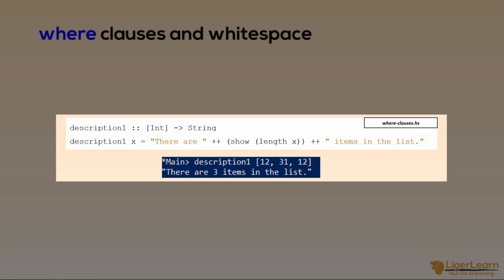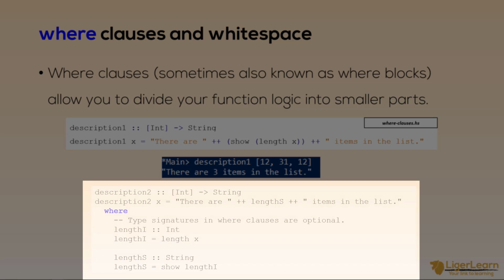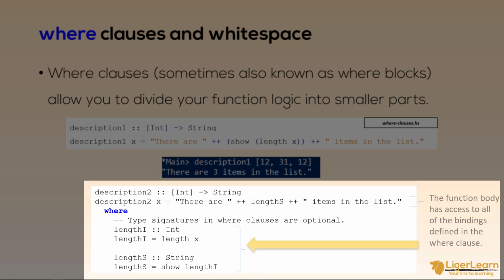Let's implement the same function, but this time using a where clause. Where clauses allow you to divide your function logic into smaller parts. Here is the alternative implementation. Let's go over what is happening here. We use the where keyword to introduce a new block for the function in which we can create bindings that we can then reference in our function body. These bindings are private to the function and cannot be accessed by other functions in your source code file.